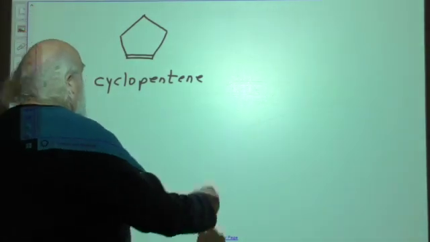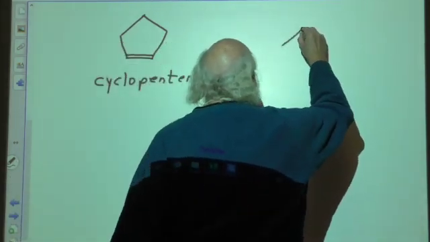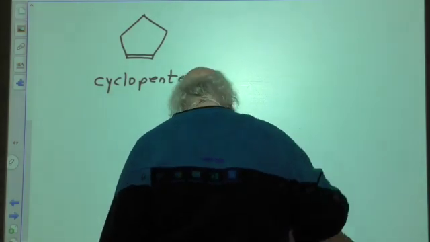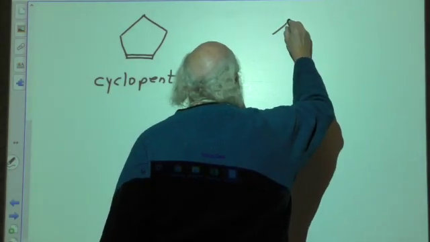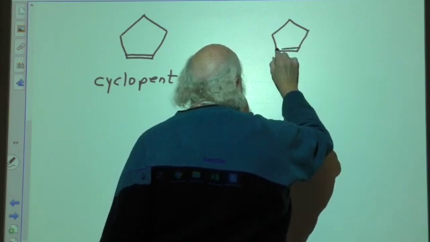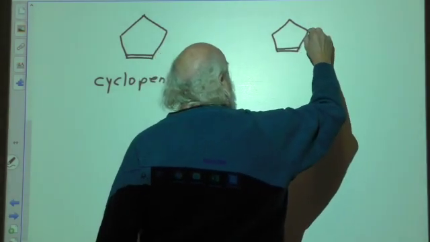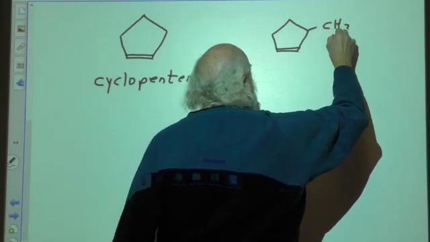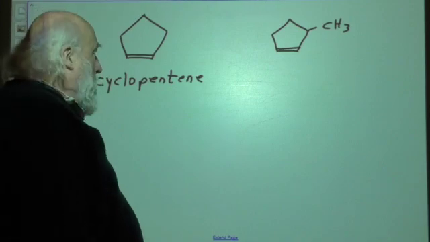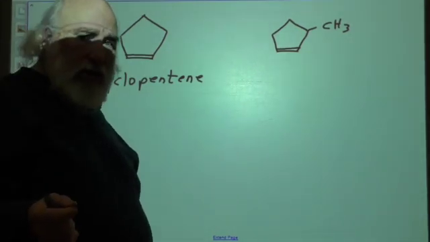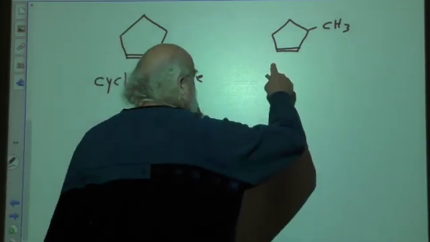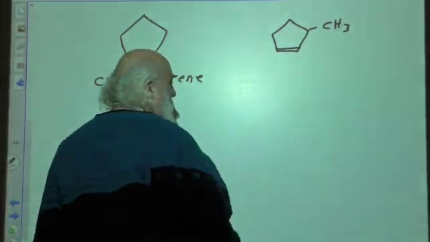So if I were to put a methyl group on here, let me draw a pentagon on this side. This is so hard. And now I'm going to put a methyl group not on the double bond. Okay? Now, again, double bonds get the priority of the lowest numbers. So that means it's going to be 1 and 2 here or 1 and 2 here.